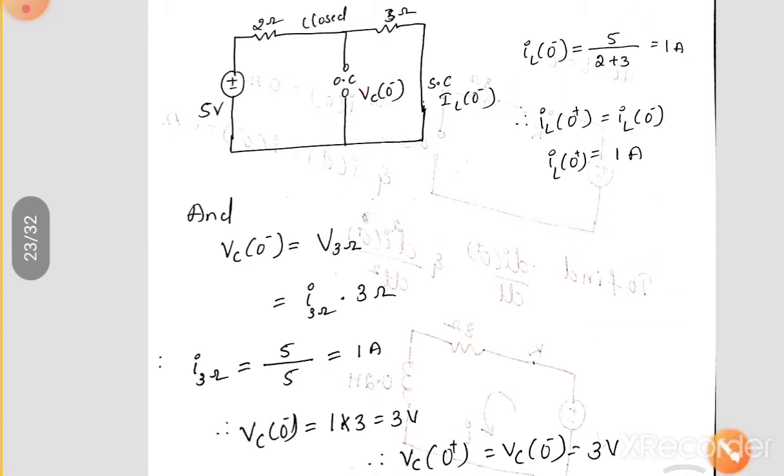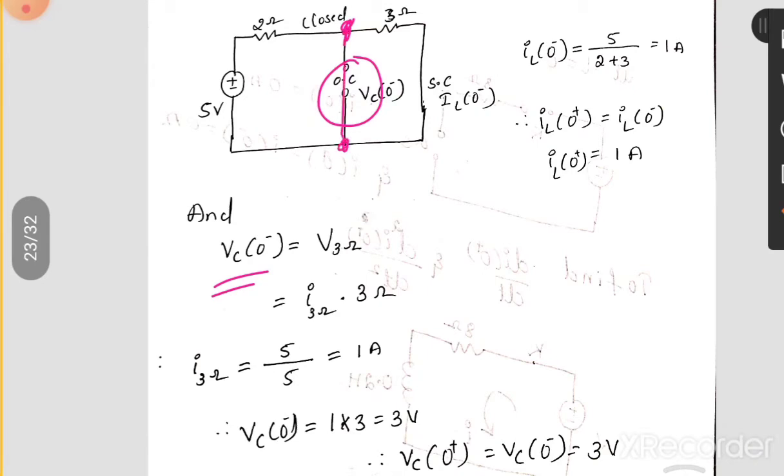Okay, keep that aside. Then come to Vc of 0 minus, meaning the voltage across this capacitor. What is the voltage across the capacitor? You can observe that the voltage across this is nothing but the voltage across this resistance. Instead of connecting the resistance here, you can connect it here. Okay, meaning these two are in parallel.